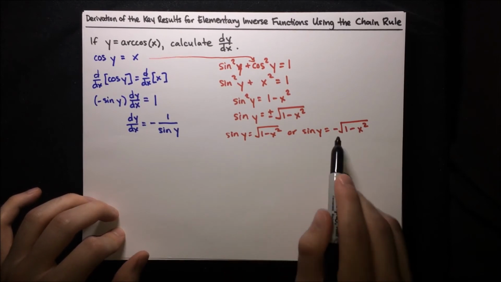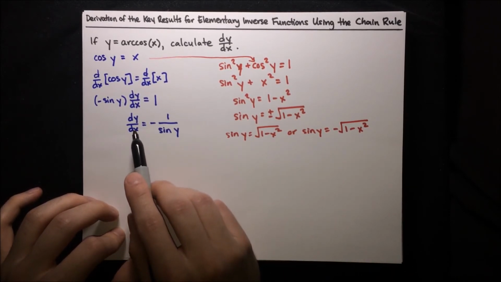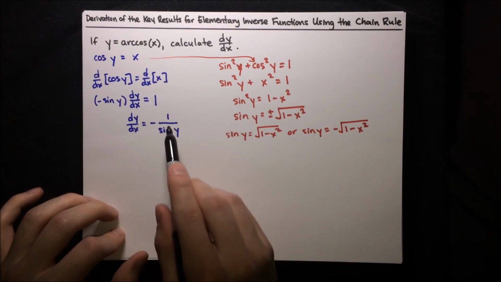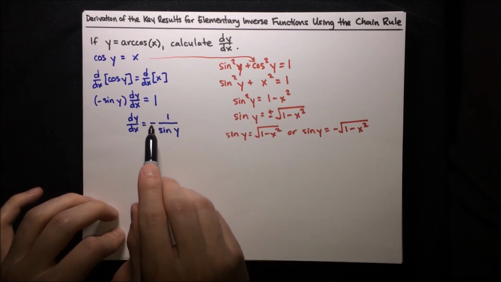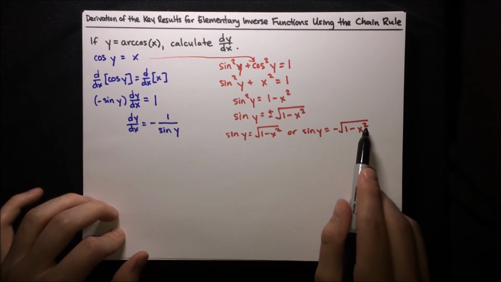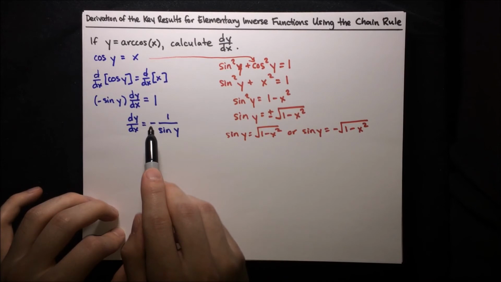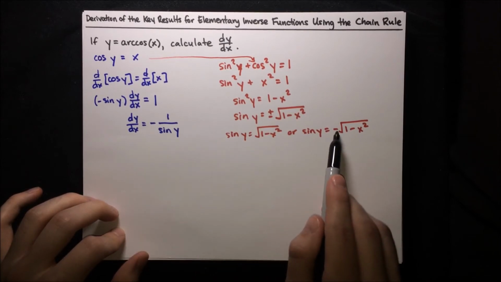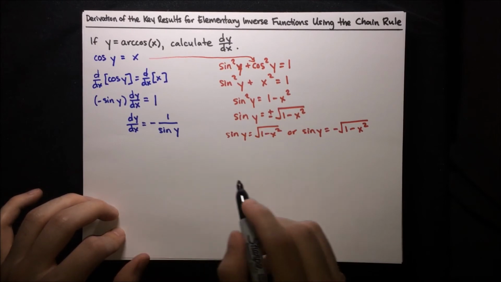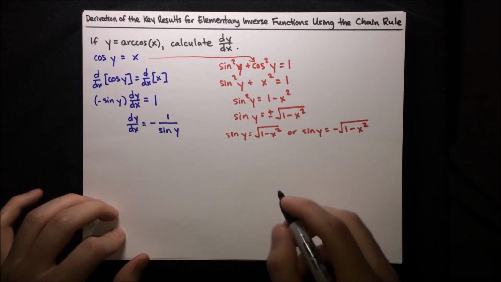Again, these two possibilities cause the derivative to take on two different signs. If it's sine y equals positive root 1 minus x squared, then the derivative will be negative, because that negative in front doesn't cancel out with anything. Whereas if sine y equals negative root, then the negative in the derivative will cancel out with that negative there, which will go in the denominator, and then it'll be positive. So really we just need to tell, is our cosine increasing or decreasing?